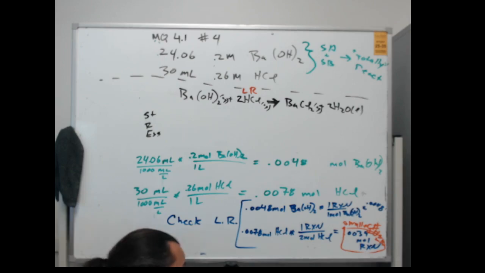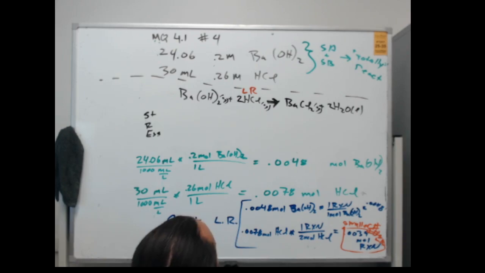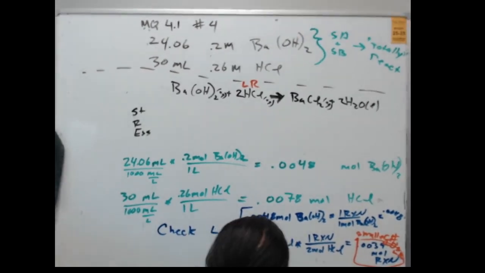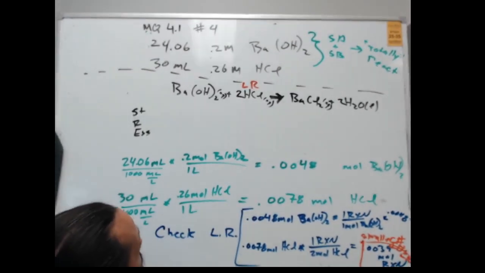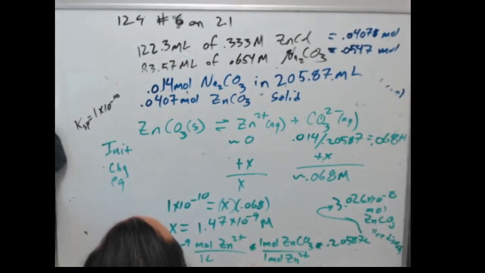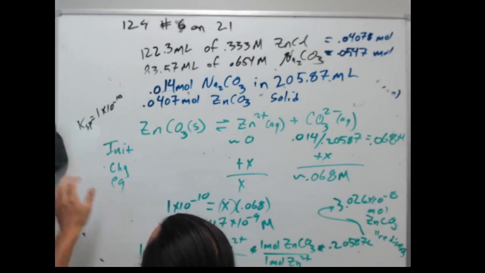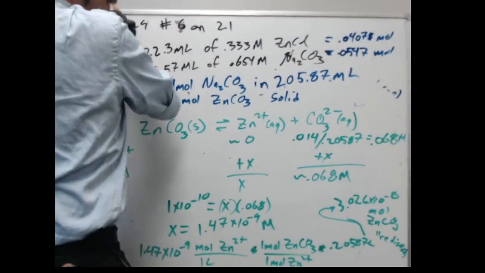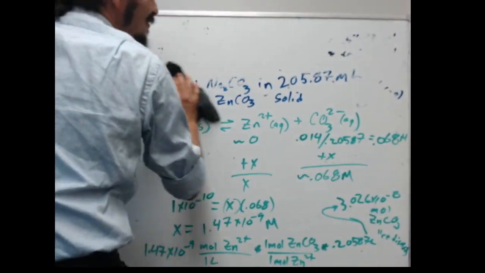So here we've got our limiting reactant. We've got our chemical reaction. Now, the traditional way that most people learn how to do stoichiometry is not this. This needs to be erased. The traditional way.